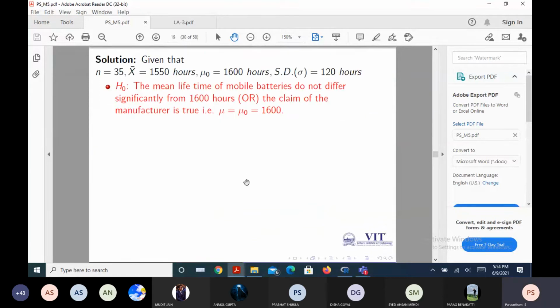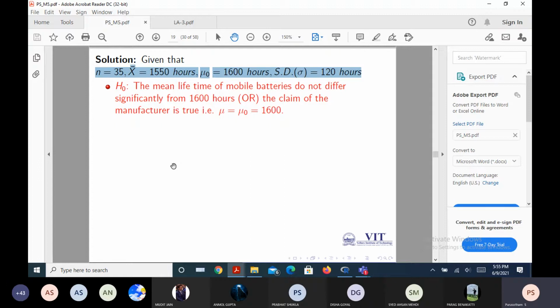The very first point is that given that the sample size is 35, sample mean X bar is 1550 hours, mu naught is 1600 hours, the standard deviation is 120 hours. This information is completely known to us from the question. Now, the very first step of the testing of hypothesis is that we need to frame the null hypothesis, H naught. What is the null hypothesis that we can frame?